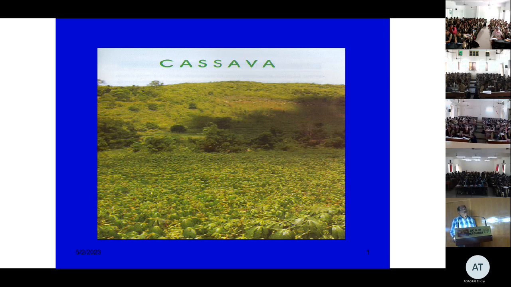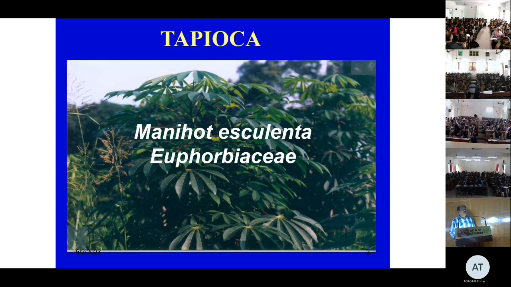Today, I want to present my lecture on cassava and tapioca, the production technology of cassava and tapioca. Both are tuber crops. First we will see the tapioca. Botanically, it is Manihot esculenta, of the Euphorbiaceae family.